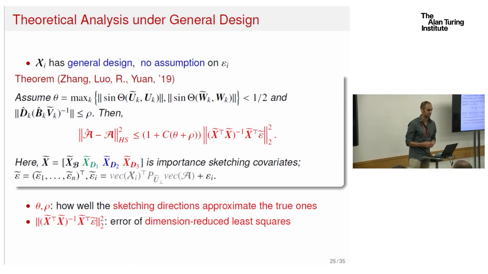If they're not good, then we're kind of in trouble. And so we have these quantities theta and rho that are essentially a measure of how well we're doing in terms of our sketching. So we're ideally getting things in terms of this lower dimension, this reduced least squares problem, rather than the original least squares problem, as long as we get good performance in terms of sketching.